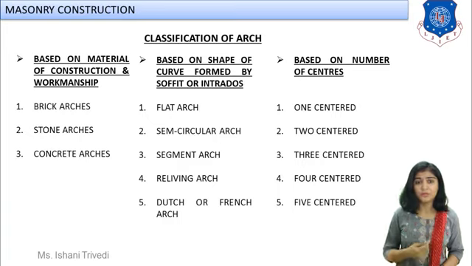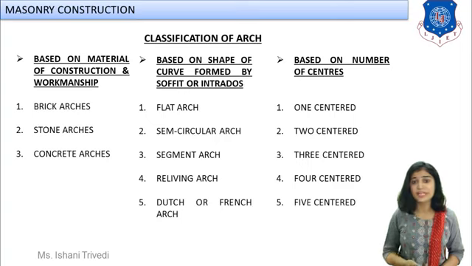Now what do we have over here? First classification is based on construction and workmanship. So it says brick arches, stone arches and concrete arches. So this becomes your construction material based classification of an arch. Further, these will also be subdivided. We will divide the brick arches into three types and the stone arches into two types. We will discuss the same.